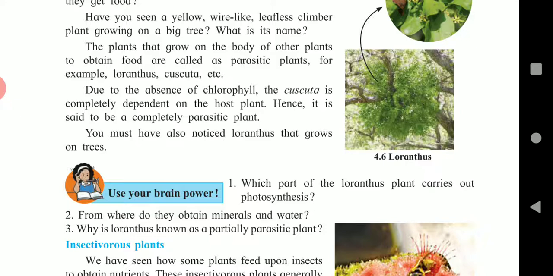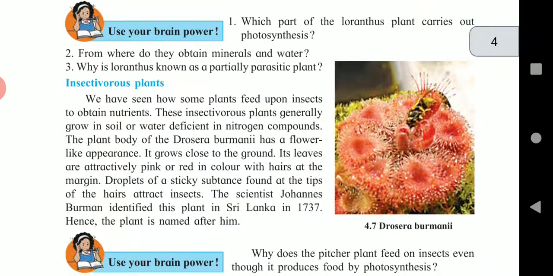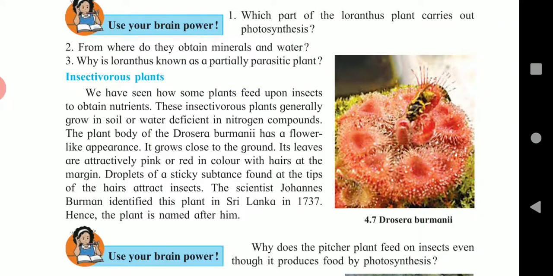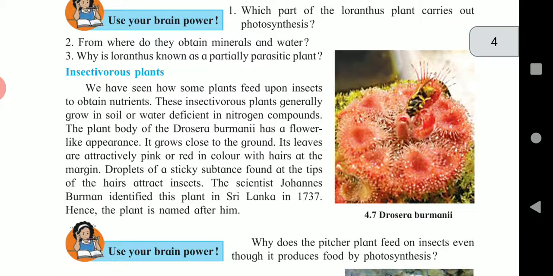Next one is insectivorous plants. Insectivorous plants feed upon insects to obtain nutrients. Such plants generally grow in soil or water that is deficient in nitrogen compounds. For example, Drosera and pitcher plant. They have chlorophyll in their leaves, so they make their own food with the help of photosynthesis.